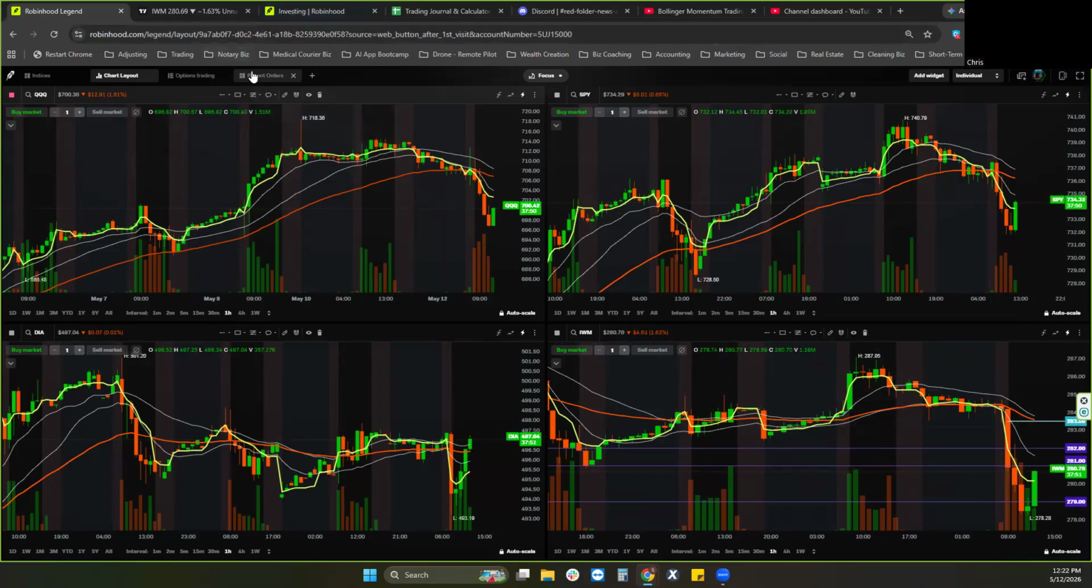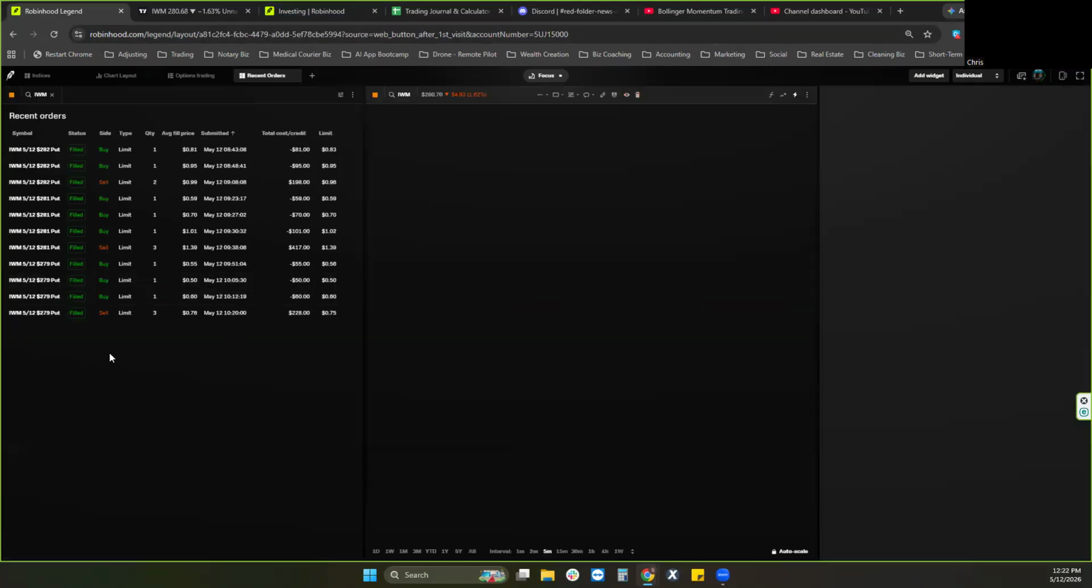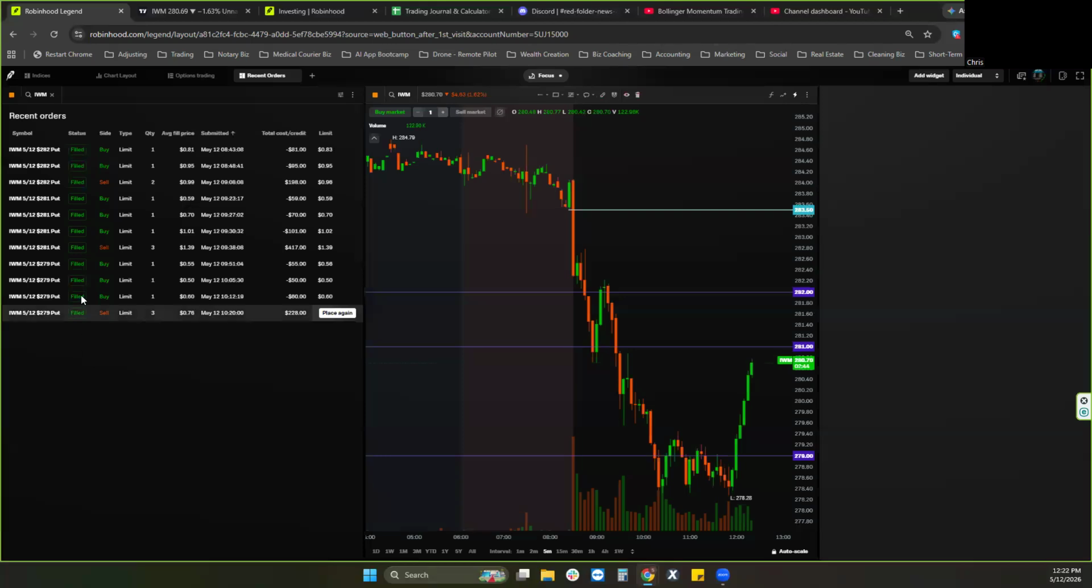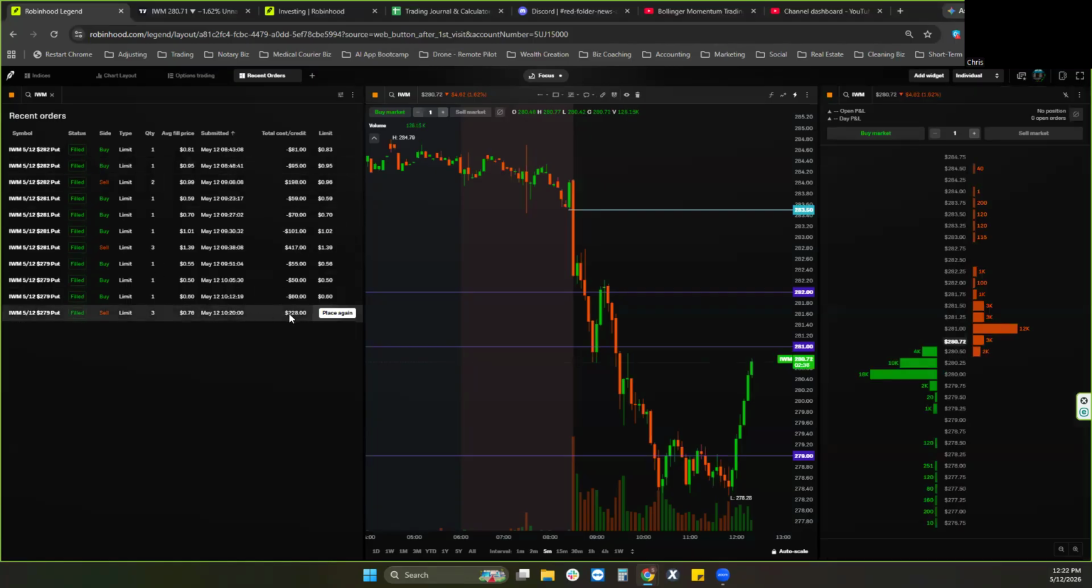I will go over here real quick. And these are the options trades that I took today. Okay. And so 100% win rate on today's trades. Even though some of them may have been small, that was a 100% win rate starting at 8:43 and ending at 10:20. There was three separate entries.